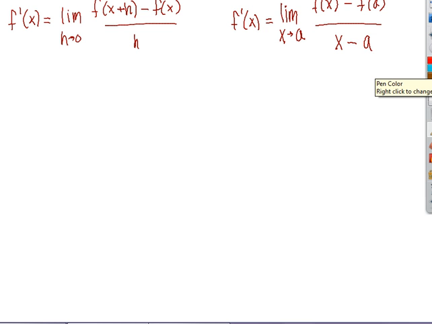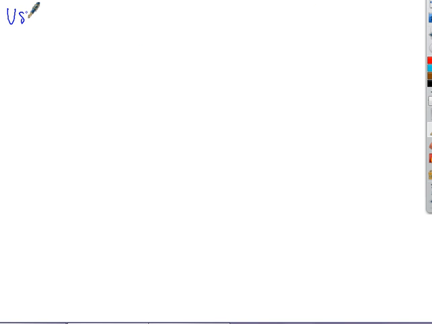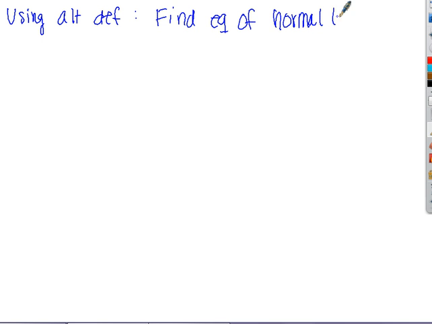So we're going to use the alternate definition, that's the one on the right, and the question I would ask you would be: using the alternate definition, find the equation of the normal line at x equal to 2 of the function 2 square root of 1 minus x.